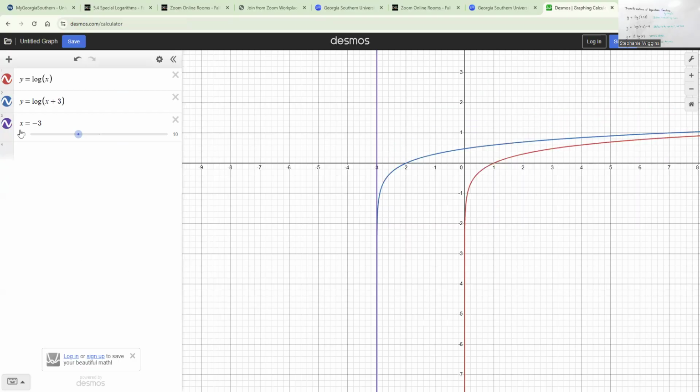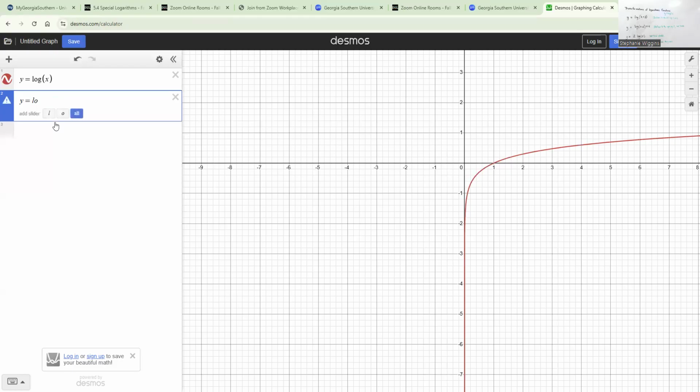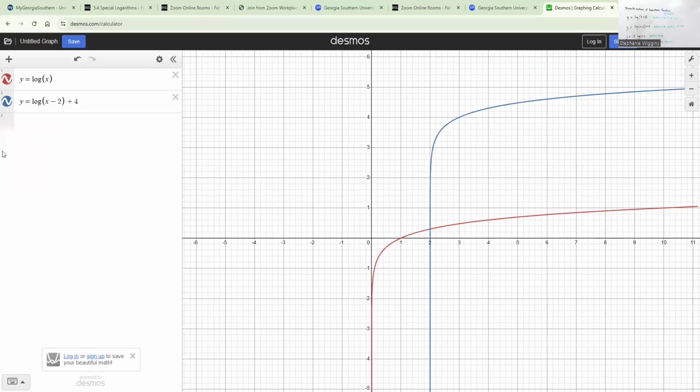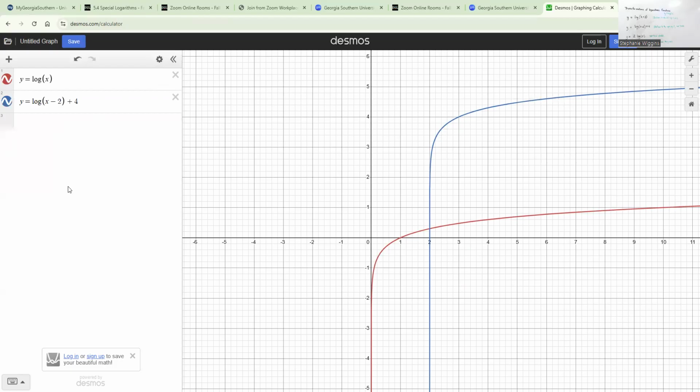And then if we take our original function log x and multiply x by minus 1 on the inside of the function, you can see it gets reflected across the y-axis, as we would expect. If we take x and subtract 2 on the inside, it gets shifted horizontally to the right by 2 units, and then up 4 units for the 4 on the outside. So you can see the effect that these translations have on our log function.